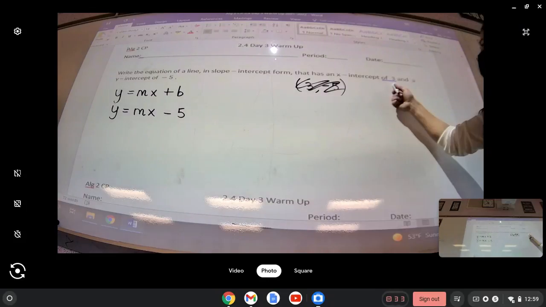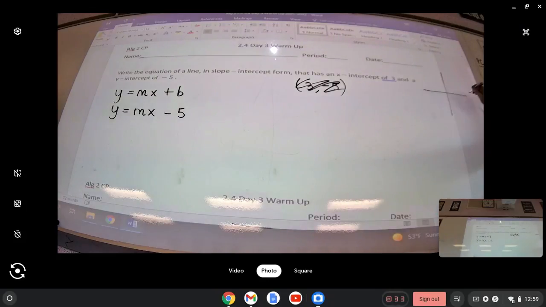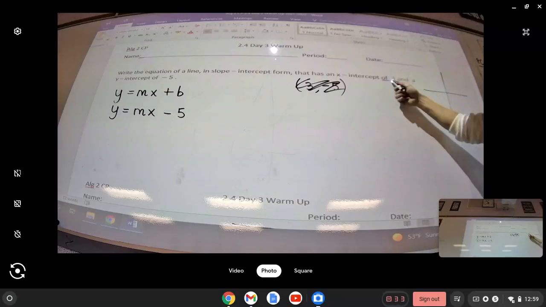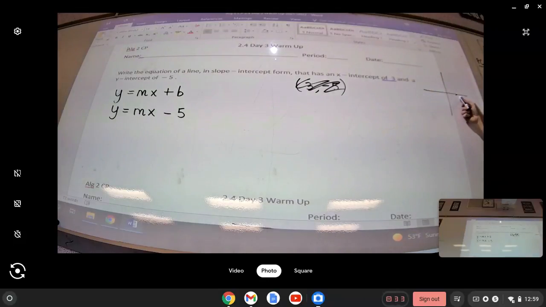Guys, if this is the x-intercept, that means that your line crosses the x-axis at an x value of 3 right there. His x-coordinate is 3, but what does his y-coordinate have to be? No, what did we say an intercept has to have as one of its coordinates? 0. It's got to be the point (3, 0).